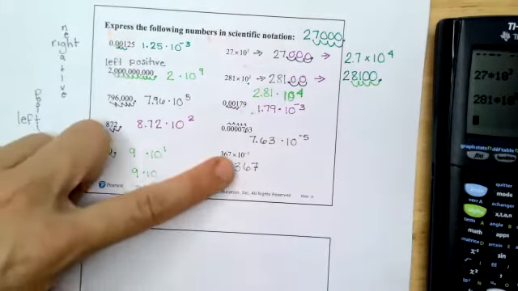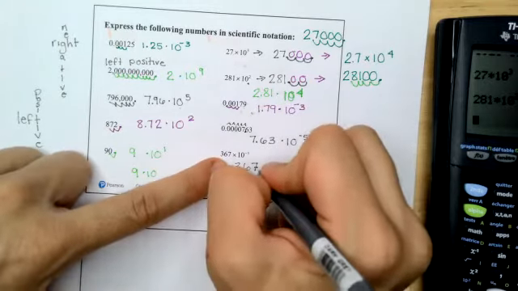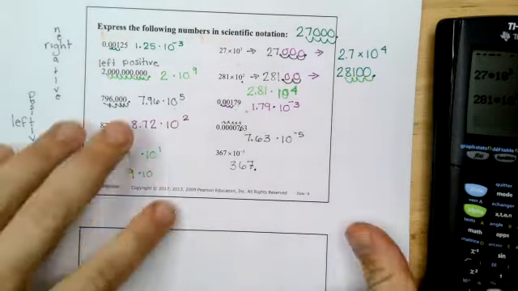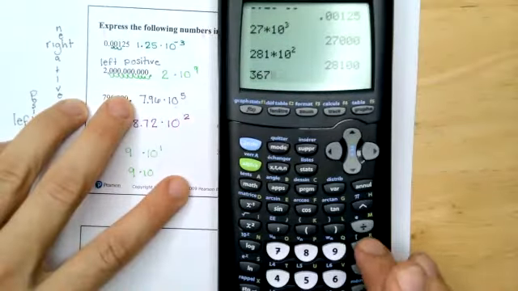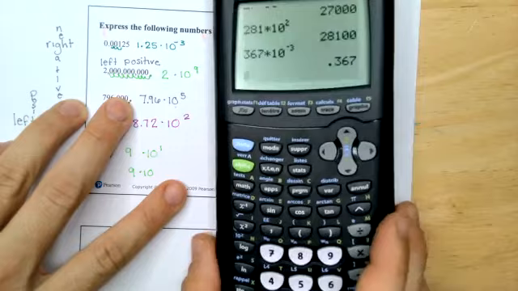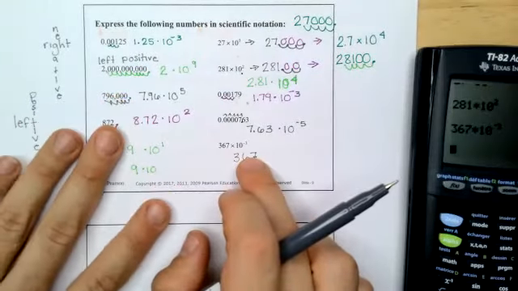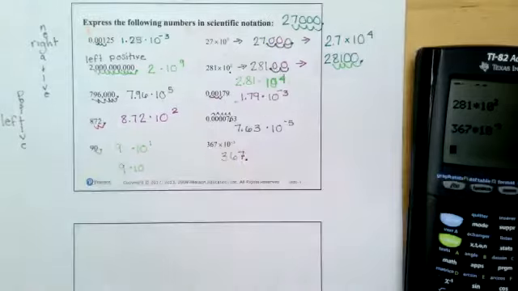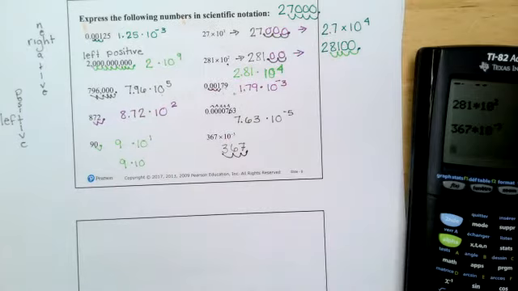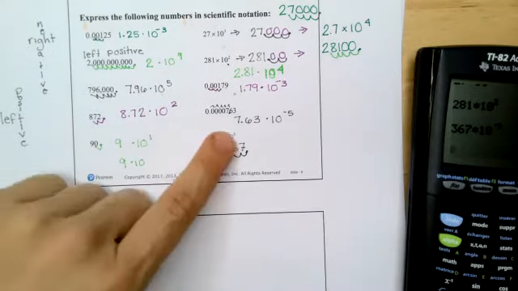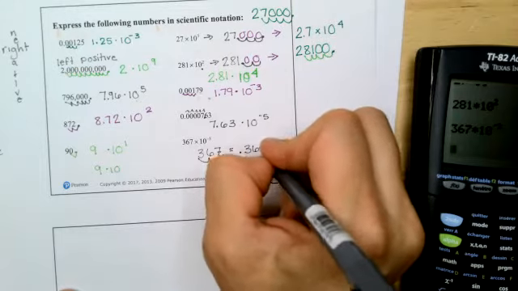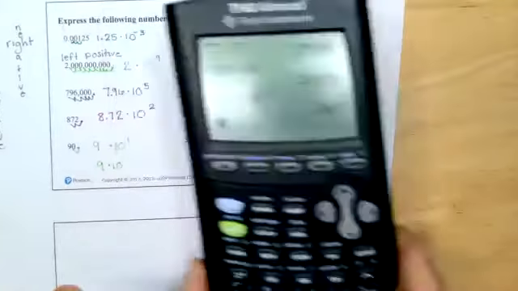367 times 10 to the negative 3. So my decimal point's here. Negative means I'm making it smaller, right? 367 times 10 to the negative 3 means I'm putting it all behind the decimal. So I'm moving my decimal point to the left 3 places. I'm undoing the negative exponent by saying that that is equal to 0.367, right? Or I'm putting it in my calculator and seeing that.